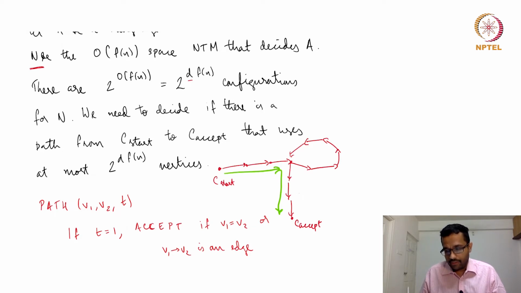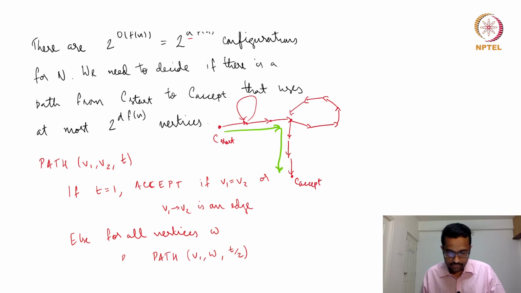So whenever there is a path in this graph, because this graph has at most 2 power dfn vertices, if there is a path, then there is a path of at most 2 power dfn vertices. You can remove all these loops that arise. So perhaps there are loops at multiple locations, perhaps there is a big loop here also, but you can ignore all that and get a simple path of at most 2 power dfn vertices, right?